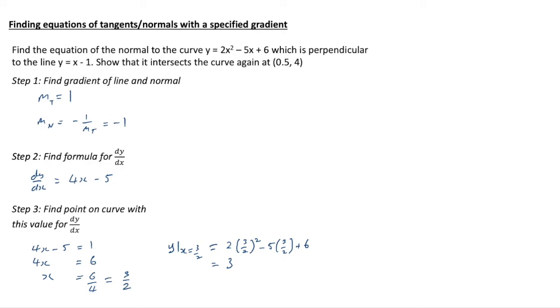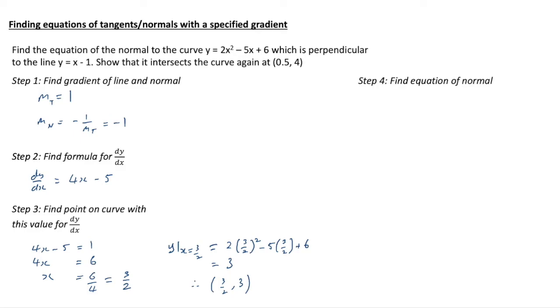And for the y value, we can put this 3 over 2 back into the equation of the curve. So that gives us 2 times 3 over 2 squared minus 5 times 3 over 2 plus 6. So that equals 3. And that means the point we're dealing with is the point 3 over 2, 3.